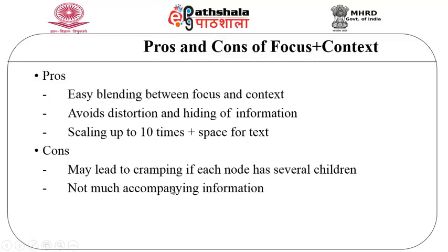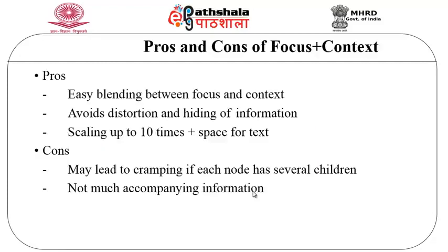Some of the pros and cons of the focus plus context approach are, if you look at the advantages of the focus plus context approach, it is an easy blending between the focus as well as the context. It avoids distortion and hiding of certain amount of information. Scaling up to 10 times plus, the space for text is faster. Some of the cons in this case may lead to cramping if each node has several children and not much accompanying information is available.